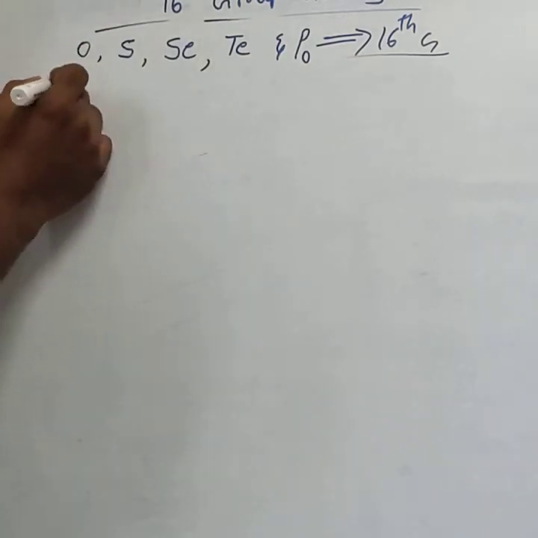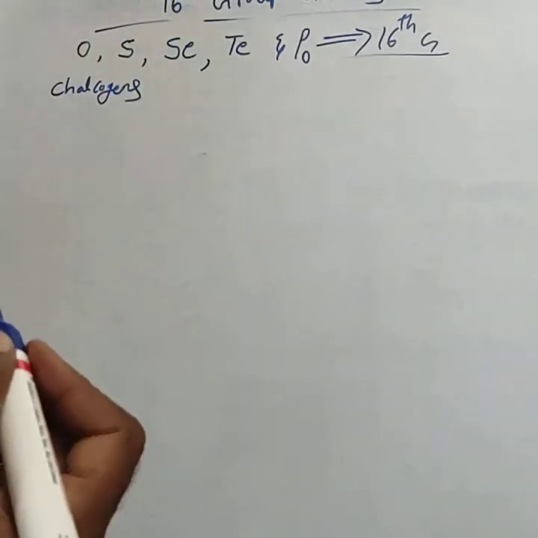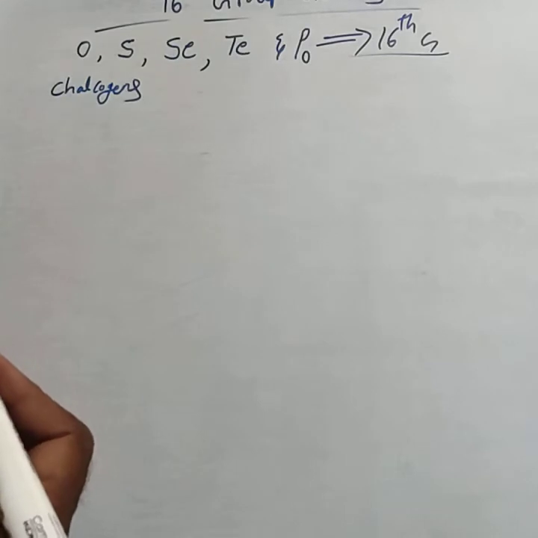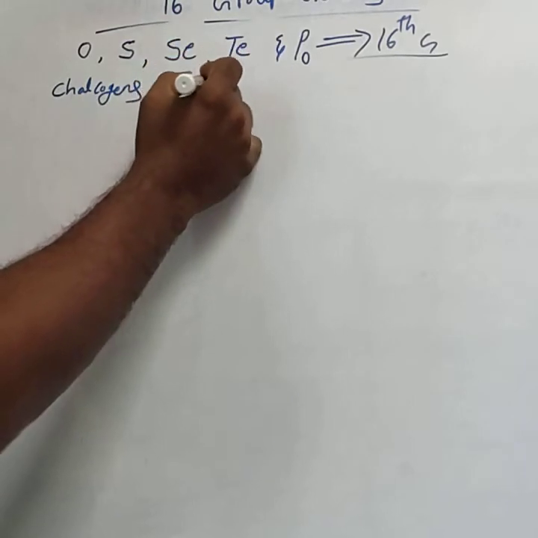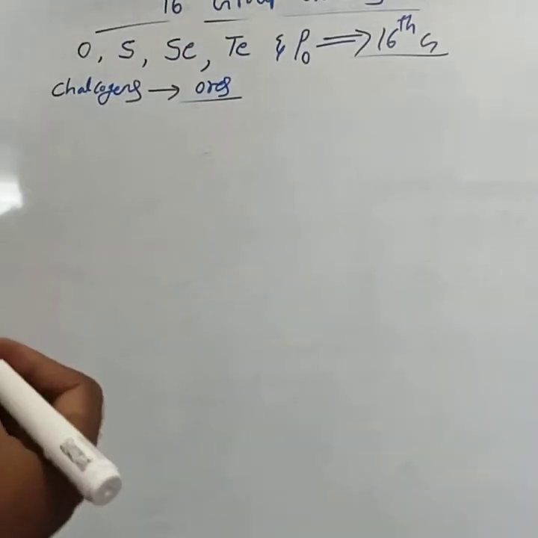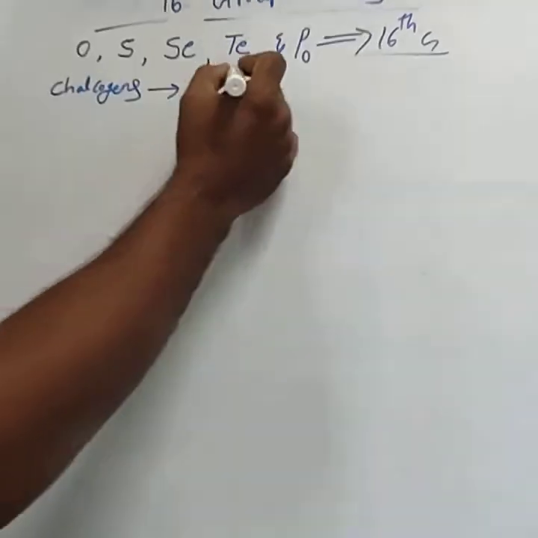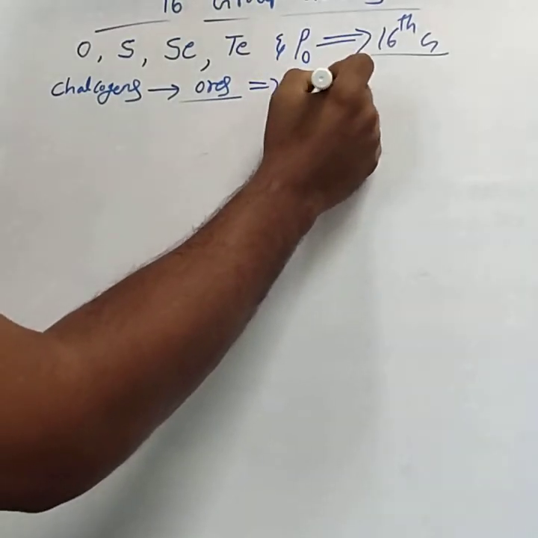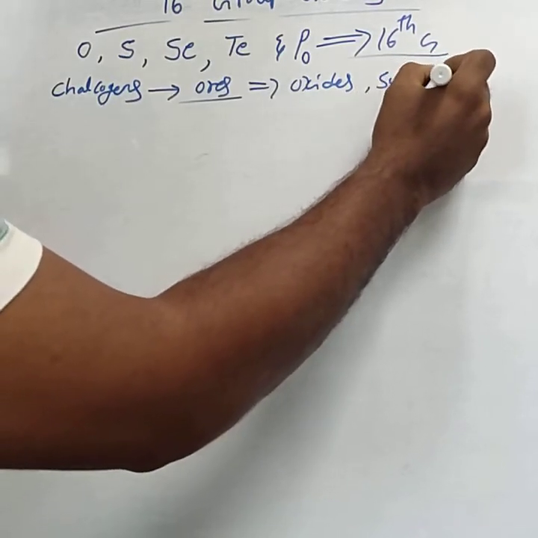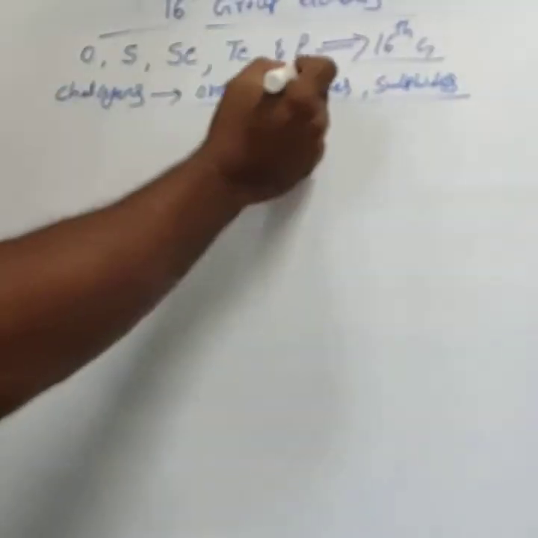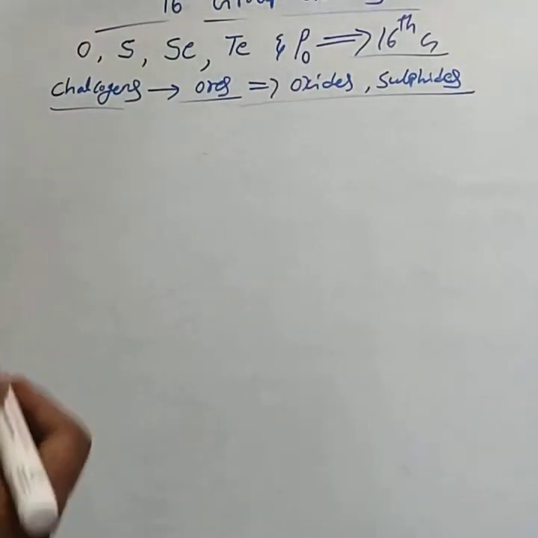These 16th group elements are also called the chalcogens. Why are they called chalcogens? Because these elements have the capacity to form ores. The ores occur in the form of oxides or sulfides. Hence, they are also called the chalcogens.